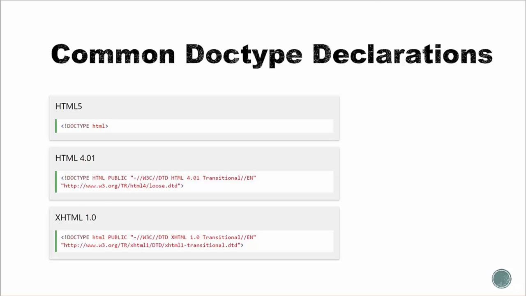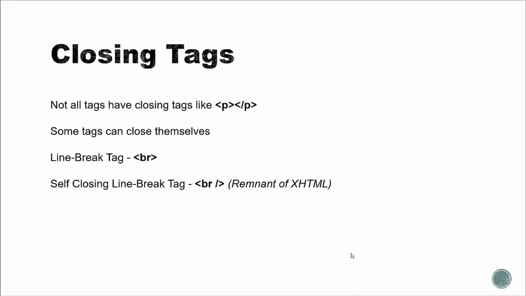which stands for Extensible Hypertext Markup Language, and this is part of the XML markup family. All right, so XHTML is much more strict than HTML5. All right, and you can also specify transitional or strict. So closing tags, not all tags have closing tags. So if we look at paragraph, that does. It has an open tag and a closing tag.